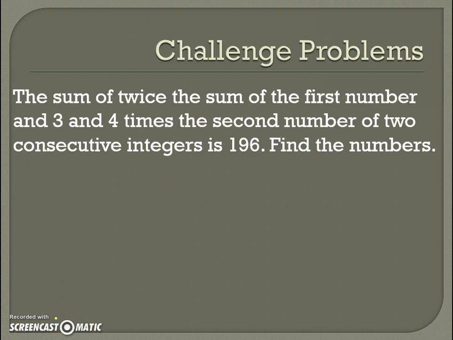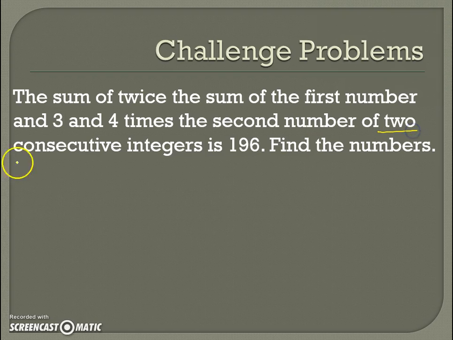All right, so this is the last thing we're going to look at, these challenge problems that make it kind of difficult. So read through the whole thing. It says the sum of twice the sum of the first number and 3 and 4 times the second number of two consecutive integers is 196. Find the numbers. Oh man, that is ugly.